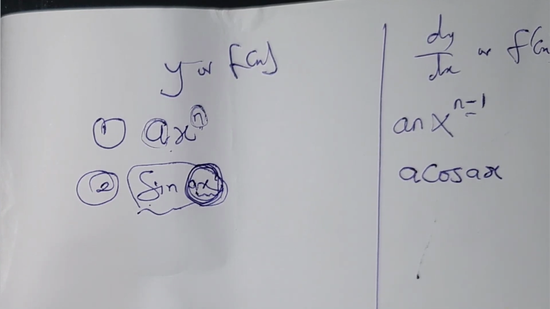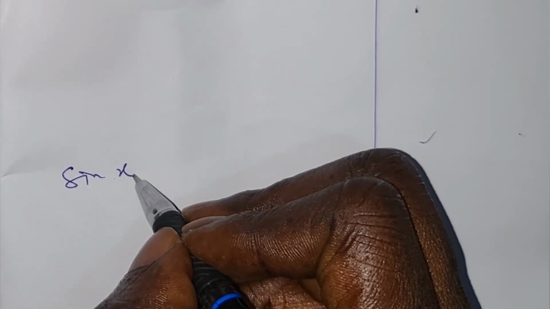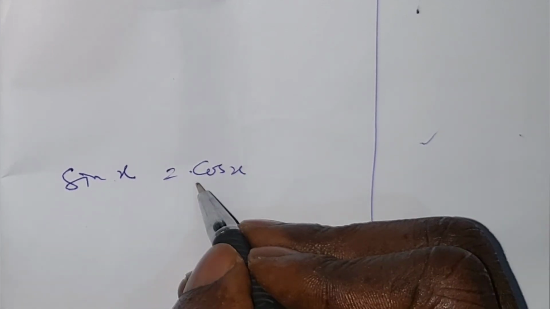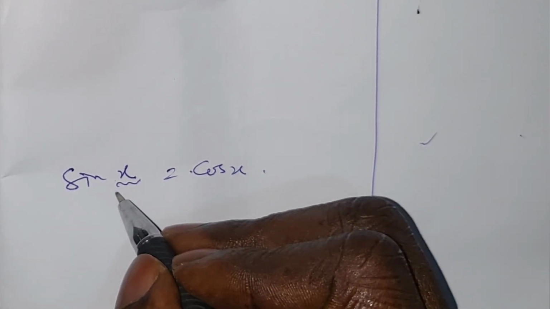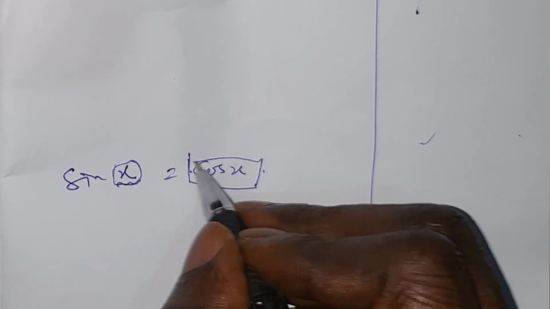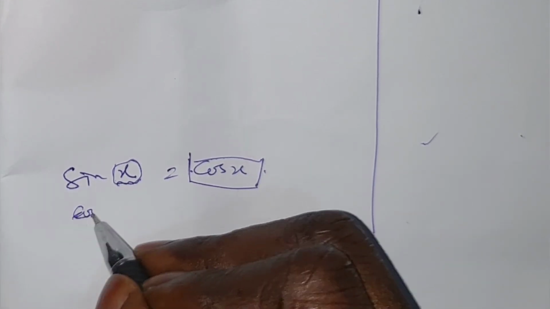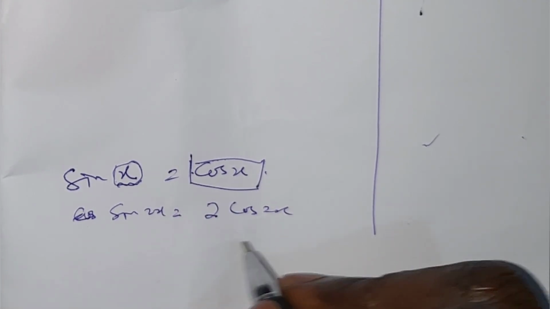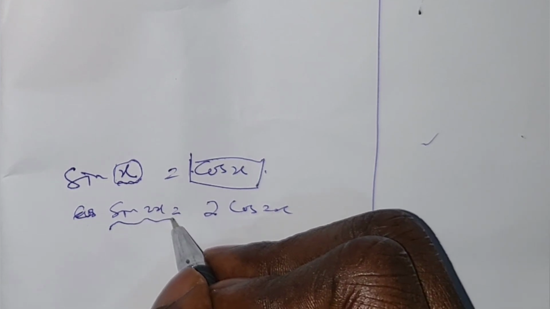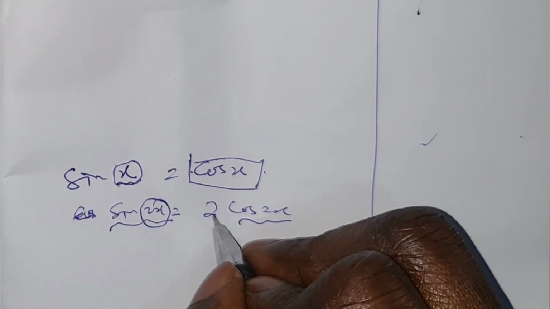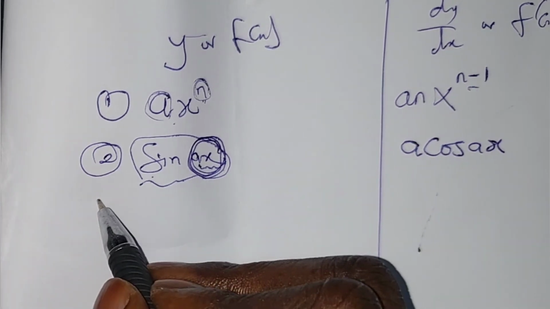So if you have only sine x, then the differential of sine x becomes cos x times the differential of the angle, and we know that the differential of the angle x is just 1. So you're still going to have cos of x. But if it was sine of 2x, it becomes 2 cos 2x. Why? Because if you differentiate the whole function sine 2x, you get cos of 2x. Then the differential of the angle 2x gives you 2. So that is it. It's very important, you need to just keep it in mind.